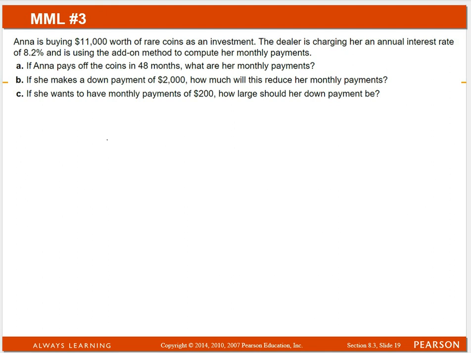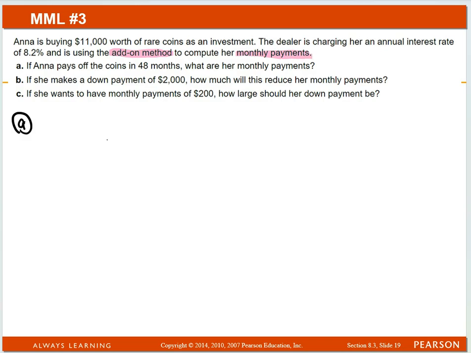All right, my math lab number 3 has 3 parts. So we're going to start with part A. Part A says, you've got Anna, and she's buying $11,000 worth of rare coins as an investment. The dealer is charging her an annual interest rate of 8.2% and is using the add-on method to compute her monthly payments.